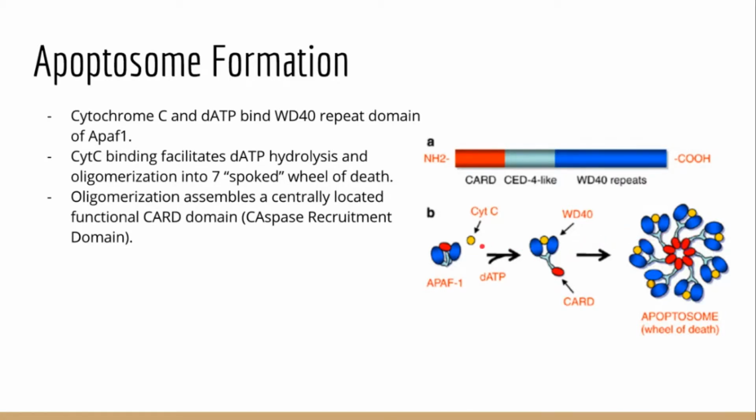So cytochrome C binds APAF1, facilitates dATP hydrolysis, which allows it to oligomerize, and the oligomerization forms a functional CARD domain, which allows it to recruit and activate Caspase-9.